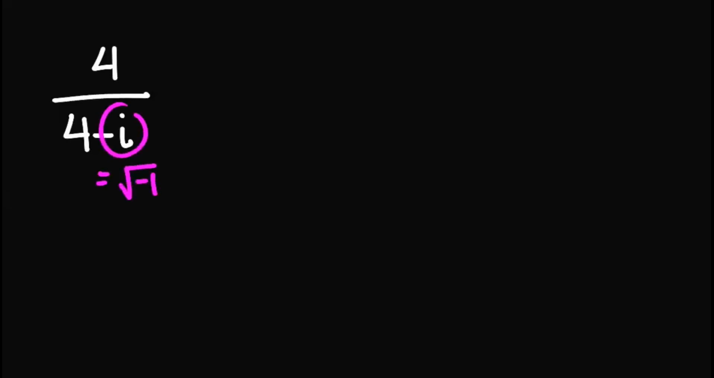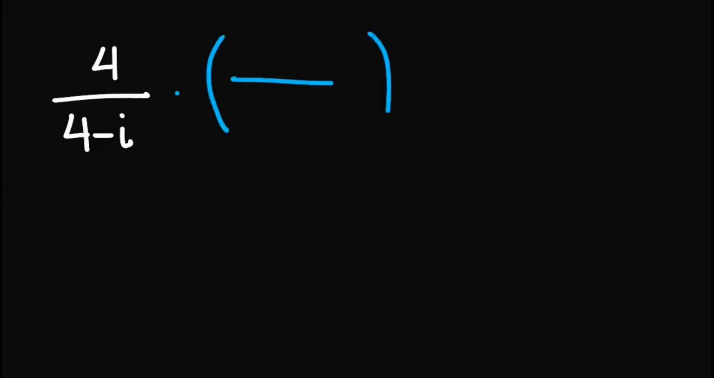Let's try this fourth example. Let's have 4 over 4 minus i. Now recall that i is equal to square root of negative 1. So we have a radical in the denominator. Applying what we did a while ago, we multiply. Since this is a difference, we multiply the sum, which is 4 plus i over 4 plus i.